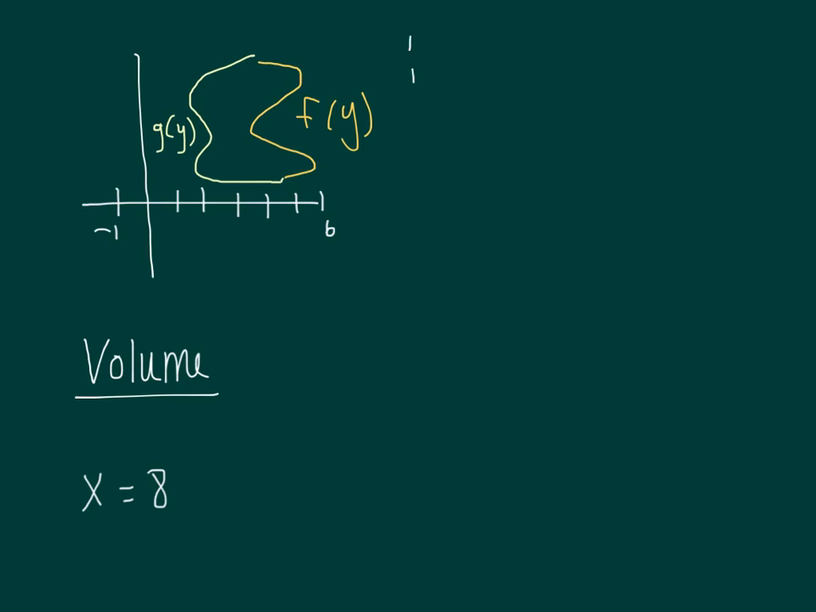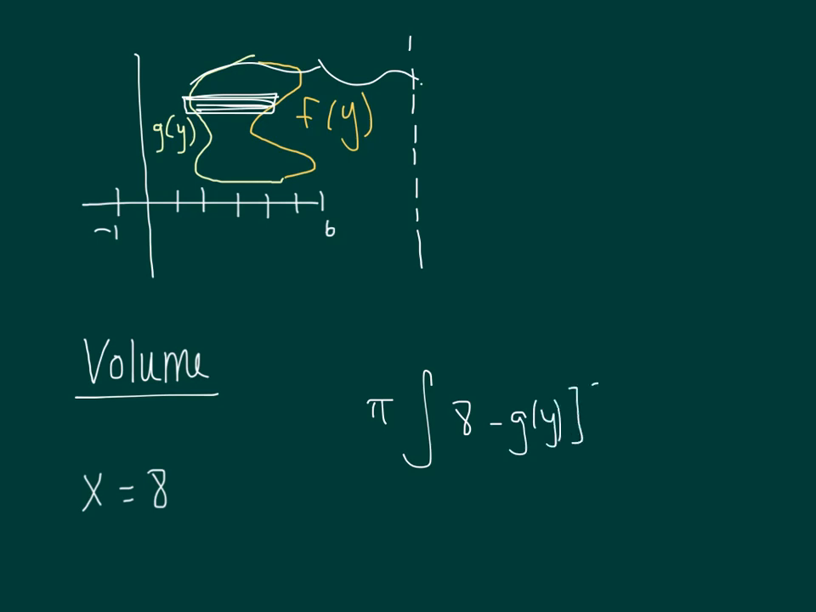X equals 8 is over here. This time the outer is going to be 8 minus g of y, minus the hole, which is 8 minus f of y.